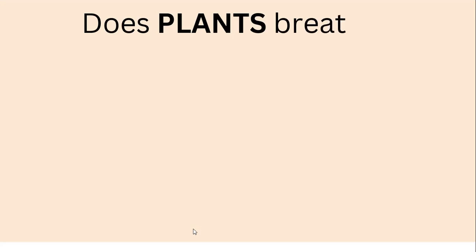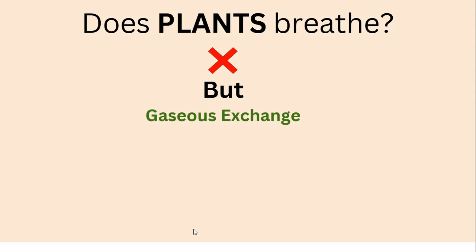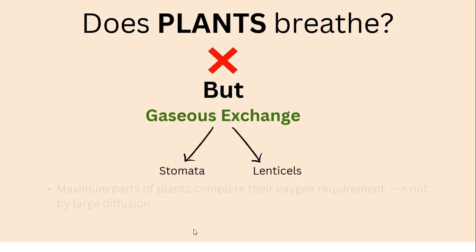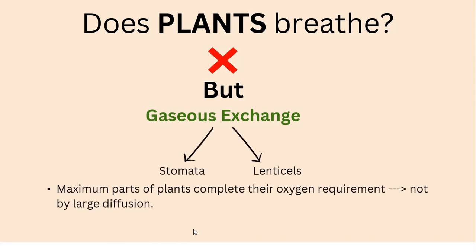If someone asks you, does a plant breathe or not, then we can say, no, plants don't breathe, but there is a gaseous exchange which takes place through stomata and lenticels. Basically, most parts of the plants complete their oxygen requirement by simple diffusion. Energy need in plants is always less than that of animals and other higher or complex animals.